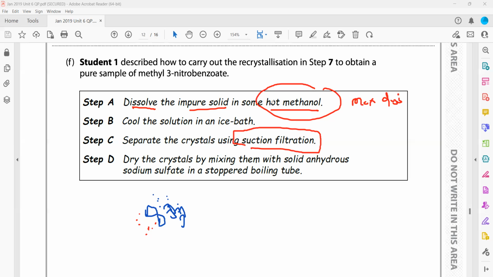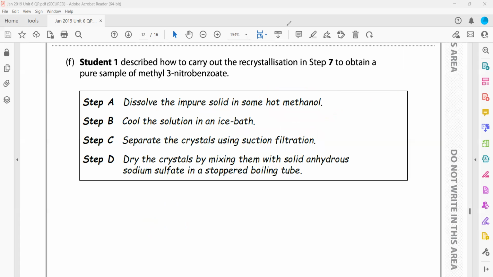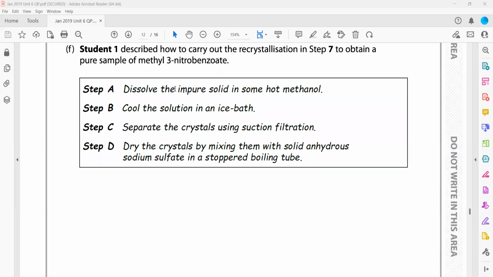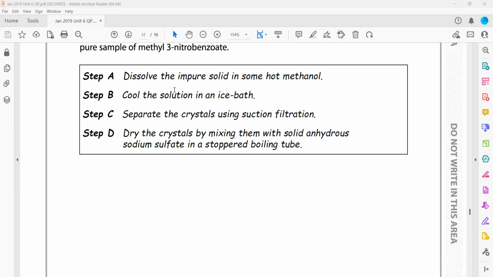So usually when we want to separate the soluble impurity, we use this one. And then dry the crystals with solid anhydrous sodium sulfate or in a stoppered boiling tube. So recrystallization is normally used to obtain pure crystals from soluble impurities.